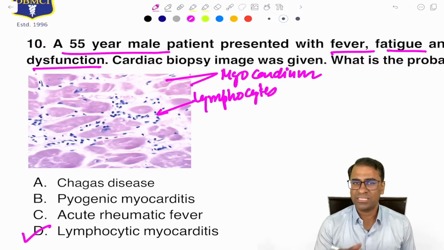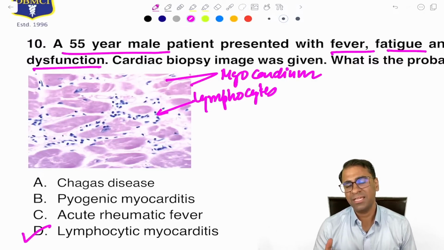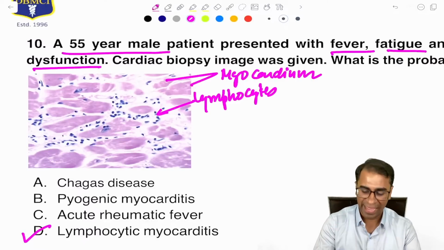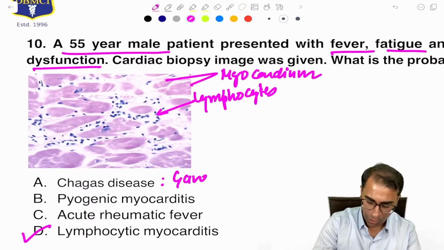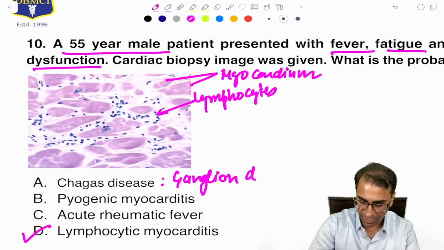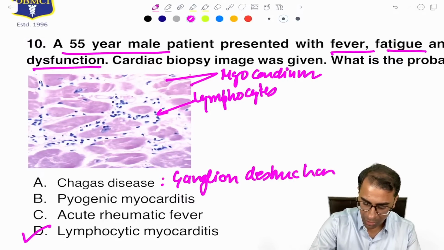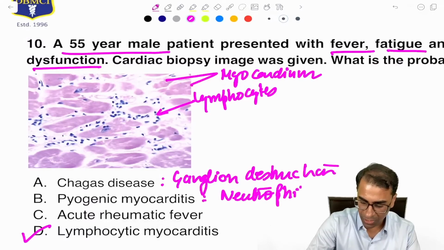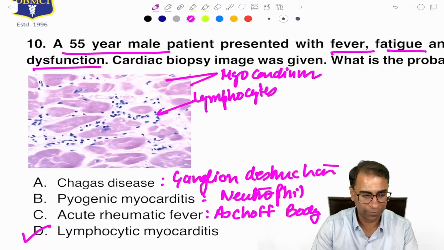Okay? Chagas disease doesn't show this type of finding at all. Chagas disease is mainly about the destruction of the ganglion. In this disease, there's ganglionic destruction in the GIT. In pyogenic myocarditis you may see neutrophil infiltration. Acute rheumatic fever may show Aschoff bodies, and all the Aschoff bodies contain a typical type of cell called the Anitschkow cell.